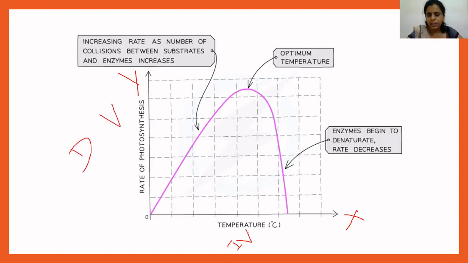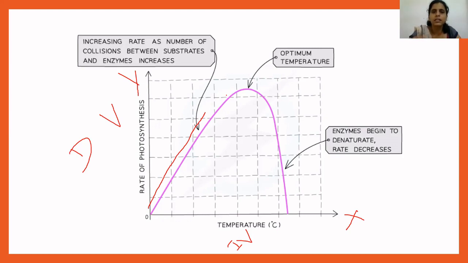The independent variable in this experiment is temperature. The unit of temperature is degrees Celsius, and the dependent variable here is the rate of photosynthesis, so that is labeled on the y-axis. Now as you see in this graph, slowly as the temperature is increasing, the rate of photosynthesis is also increasing. You can make that out here. So the first very important point is, as temperature increases slowly, the rate of photosynthesis or the rate of reaction also increases.